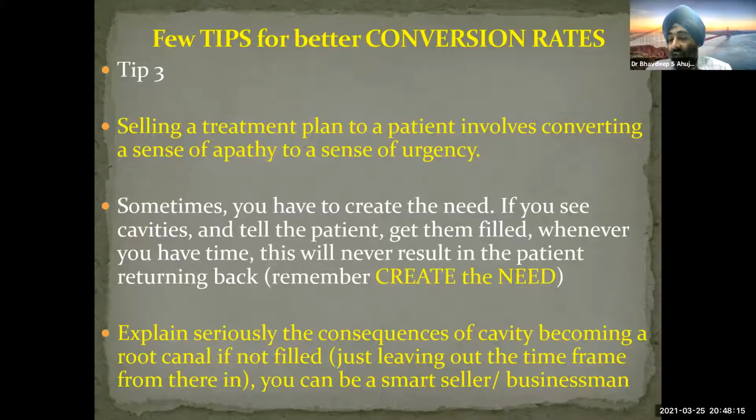Explain it mathematically. Let's suppose you might be charging 800 to 1000 for the restoration, but a root canal, core, and maybe a crown, not always, but maybe a crown, the cost might go up to 8 to 10,000 rupees. So explain that mathematically, that the cost might go up to say 8 to 10 times. So if you create a sense of urgency as well, this is nothing but smartly creating the need.